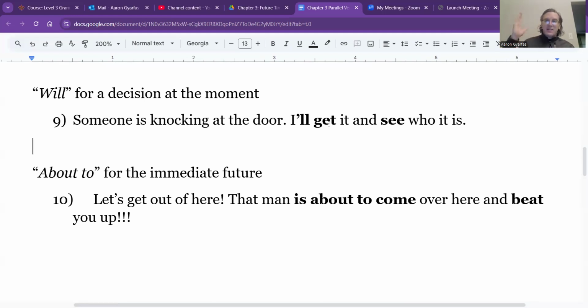Let's get out of here. That man is about to come over here and beat you up. Come and beat are parallel. They're both the base form of the verb because they are both following the phrase is about to.